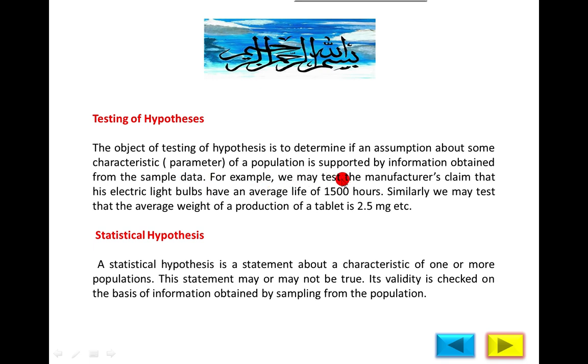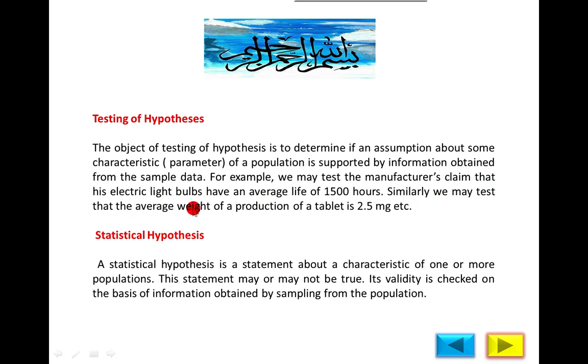For example, we may test the manufacturer's claim that his electric light bulbs have an average life of 1500 hours. The claim depends on the population value, parameter value, standard value, given value. So we may test the claim. What is the claim? The claim is that the average life of this production of electric light bulbs is 1500 hours for the current population, current production.